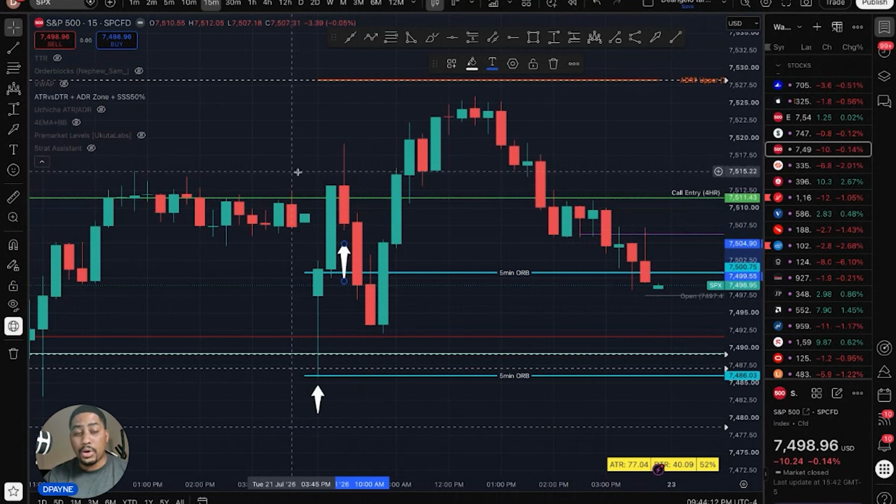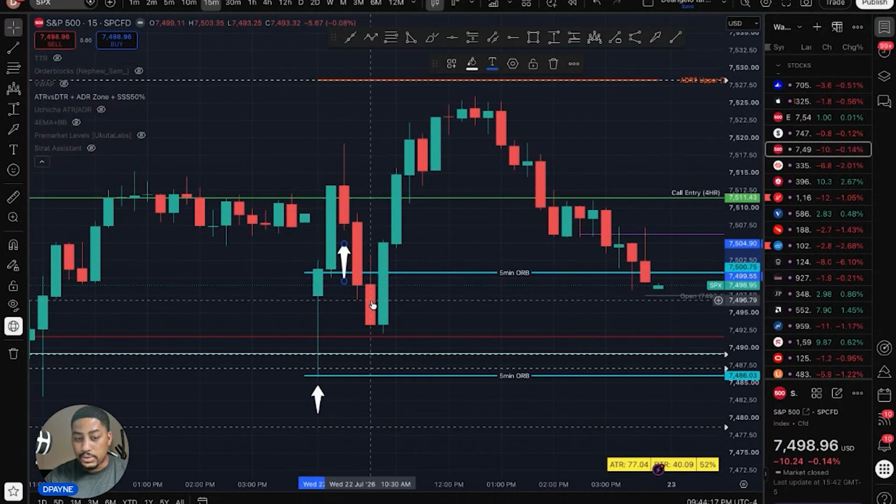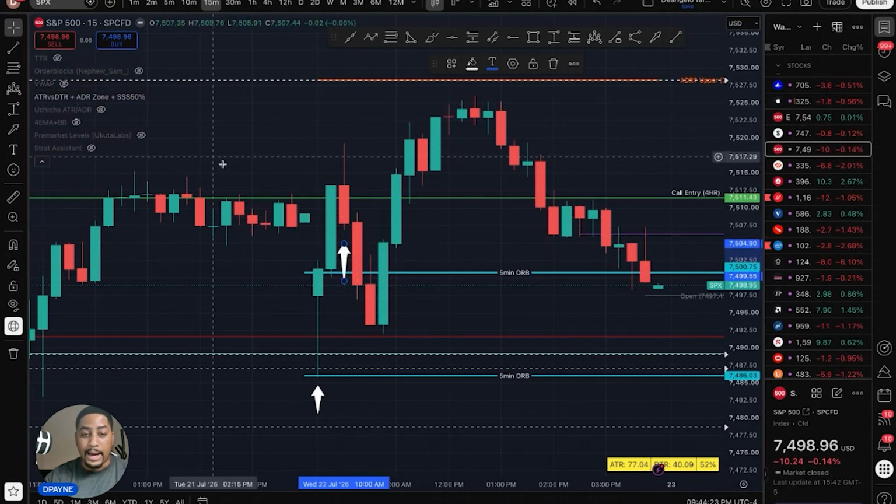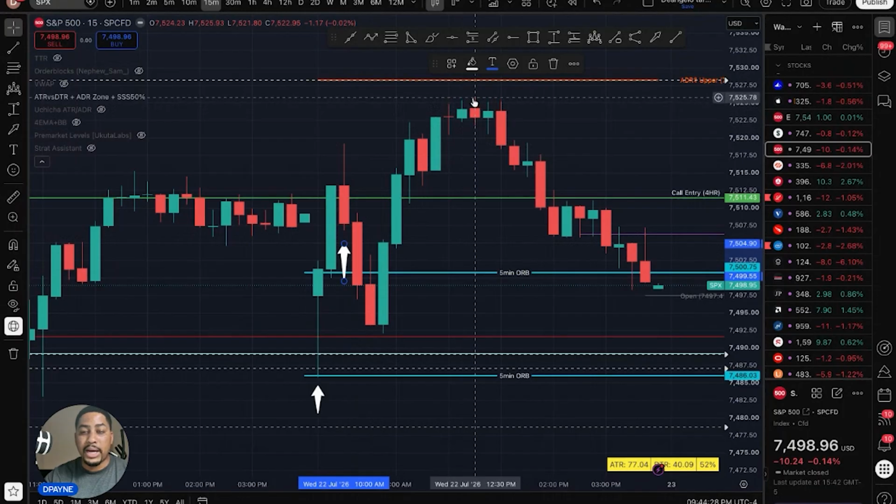Now, I didn't think they were going to retrace this hard. I'm going to be honest, because we were up like 98%, and then we had to go through some stuff. And once we got back above the 5 minute ORB and the VWAP, I averaged and I bought another contract. Rolled all the way back up to here. We got just shy of the ADR.